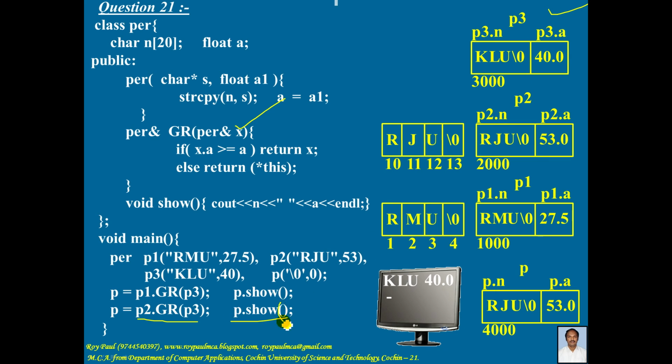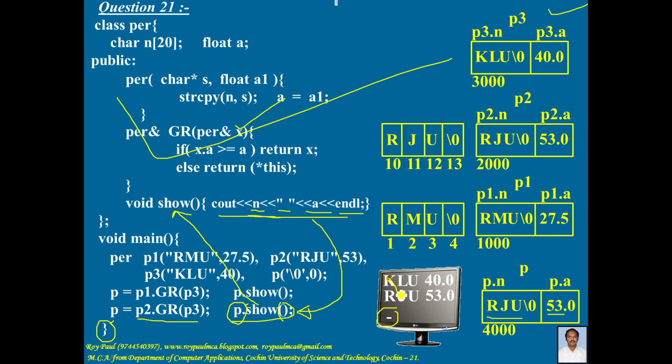After that, this one. This symbol is the function. So from here, the control comes here. This must be taken as the function was called using P. So P dot n, P dot a. What is P dot n? RGU, space. What is P dot a? 53.0. And because of this endl, the cursor goes to the next line. After executing this, control returns to this point, and finally the program terminates here. So for this program, this is the output.